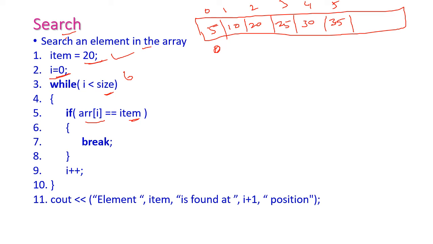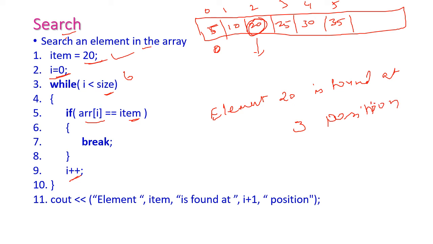So 5 equal to 20 or not. First it will check. If it is not, then i will be incremented until it reaches 20. Once it reaches 20, then the output will be displayed. The element 20 is found at which position? This is index 2. So 2 plus 1 equal to 3, at 3rd position. Okay, so this is how the search operation will be performed in an array.